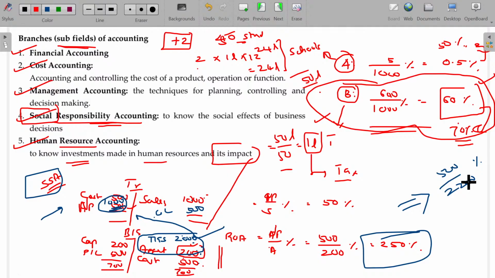Social responsibility accounting and human resource accounting will be studied at your final level. There is a top subject called BVM, Business Valuation Model. So all these things will be studied there. Apart from cost accounting and management accounting, these are called subfields of accounting. Is that clear?